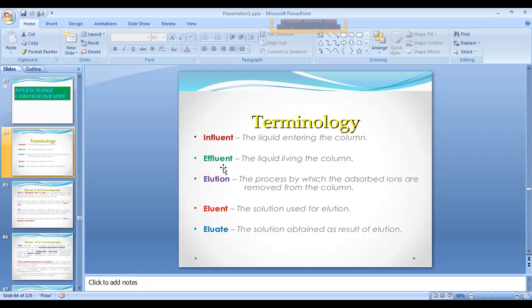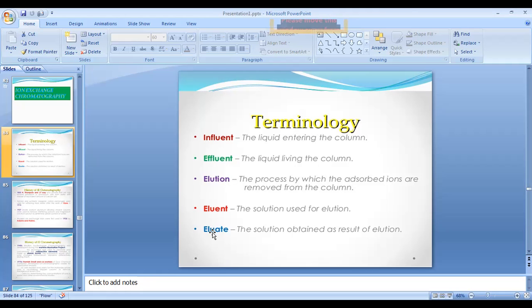In this topic, we dealt with these terms already: influent, effluent, elution, eluent, and eluate. Out of these, we use the last three. That is elution. Elution is the process by which the adsorbed ions are removed from the column. Whatever ions or components we separate, we transfer those onto the surface of the stationary phase.